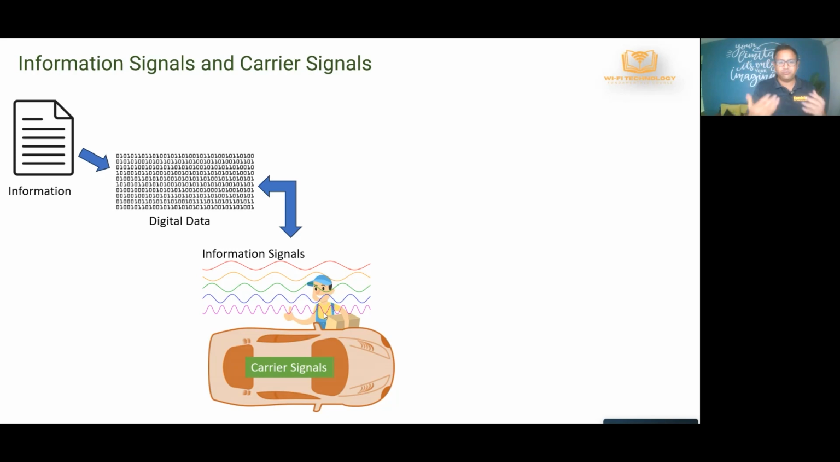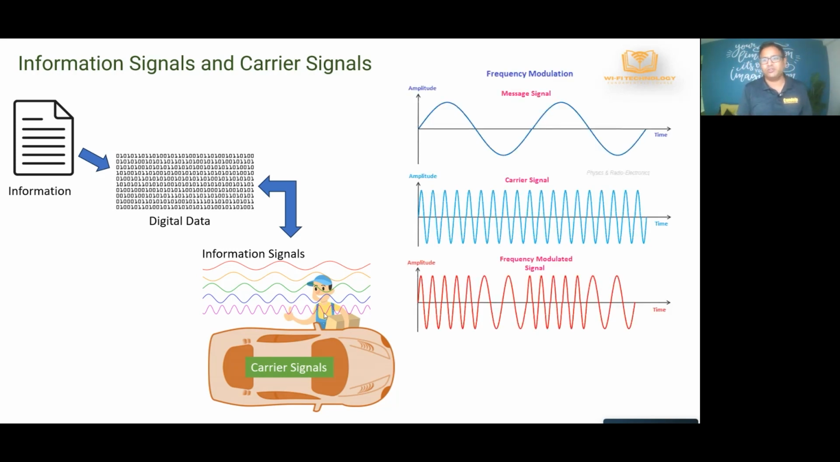So information signals are then put on carrier signals, which is also part of modulation. So if you can see on the charts on the right hand side, you have the message signal, and then you have the carrier signal, which is at a certain frequency, and then when you put the message signal on top of the carrier signal, then you get the frequency modulated signal. This is the actual signal that's being transmitted over the air.